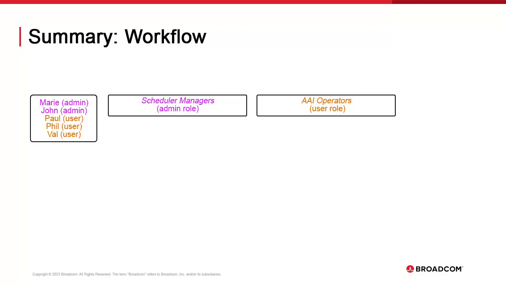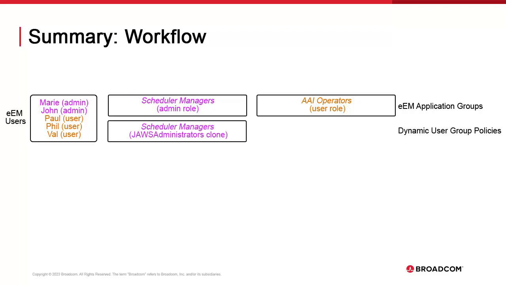The 5 users exist in eEM. We start by creating 2 application groups in eEM, scheduler managers and operators, and we add the users in each. Then we clone the existing dynamic user group policies. We clone JAWS administrators into scheduler managers. This effectively enables admin capabilities such as add and deletes. Since every user associated with the AAI application is added to the JAWS users policy by default, no clone is required for the operators. Then we define access policies.